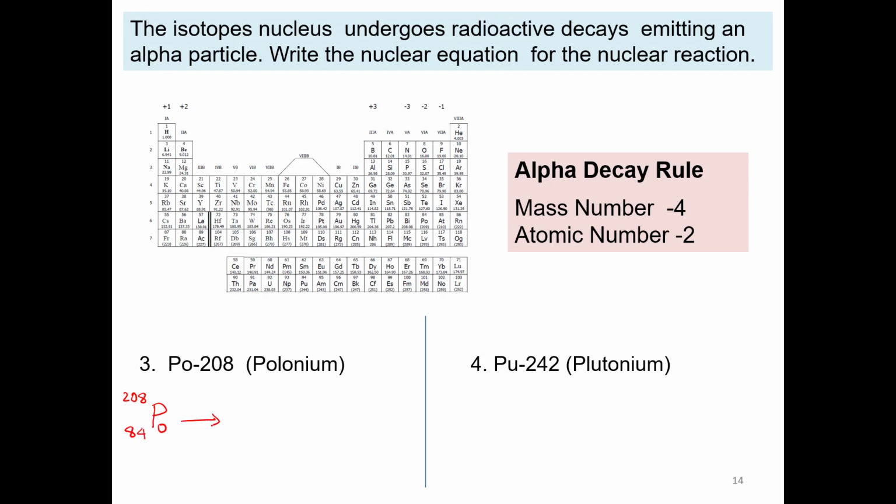Now let's apply the rule. Then the mass number will be reduced by 4. Then the mass number of the isotope in the product will be 204, and the atomic number will be reduced by 2. Then it will be 82, plus an alpha particle.